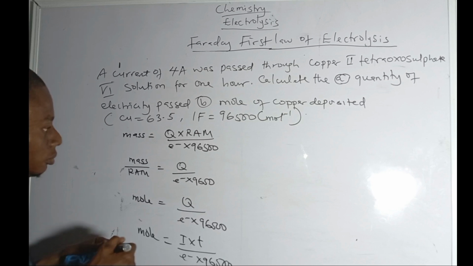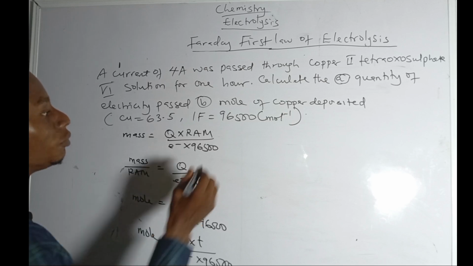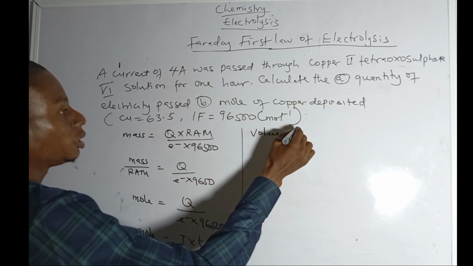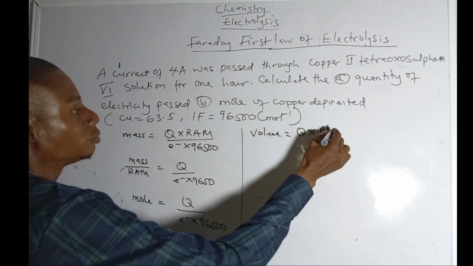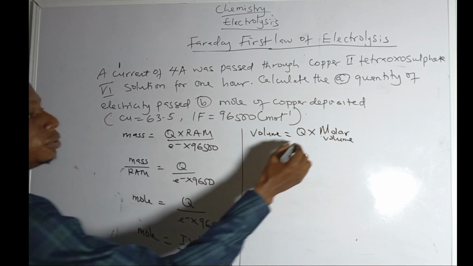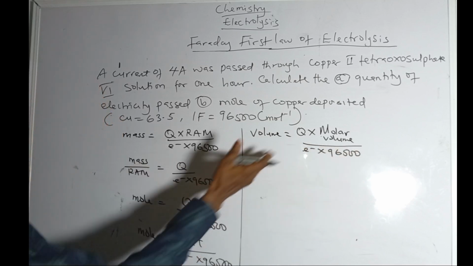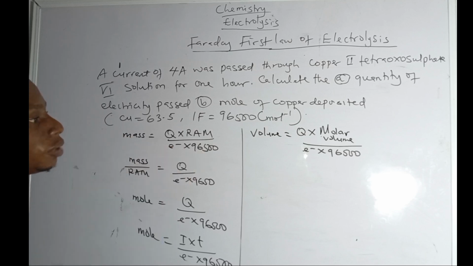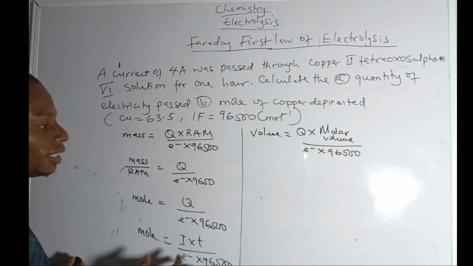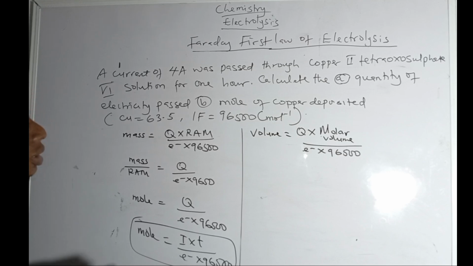But if it is volume, let's assume maybe another question they ask to find volume. So volume is equal to Q times molar volume, which is 22.4 dm cube, over E minus times 96500. So if it is volume, you apply this. If it's mass, you apply this, because Q is IT. But if it is mole, either it is gas or anything, for mole you always apply this one. So take note of the formula.